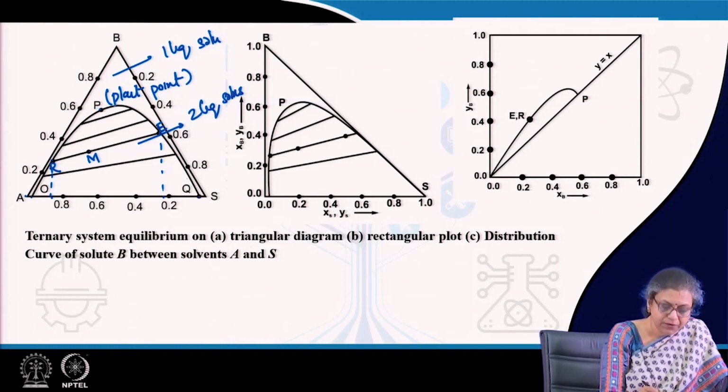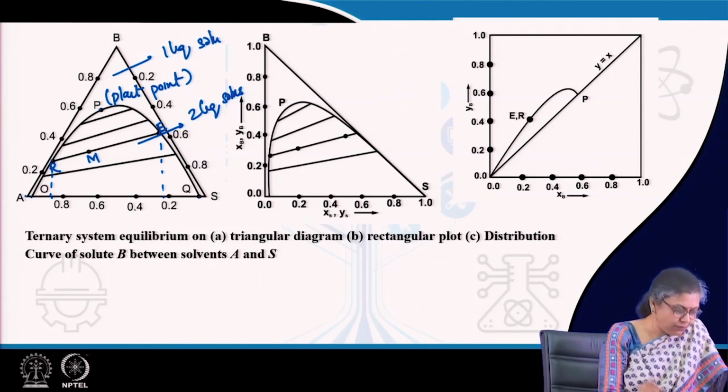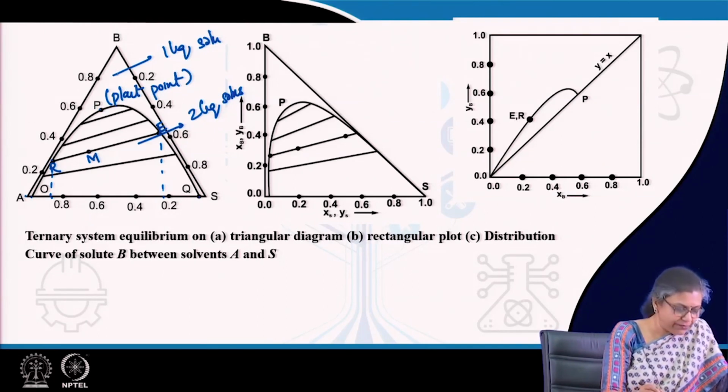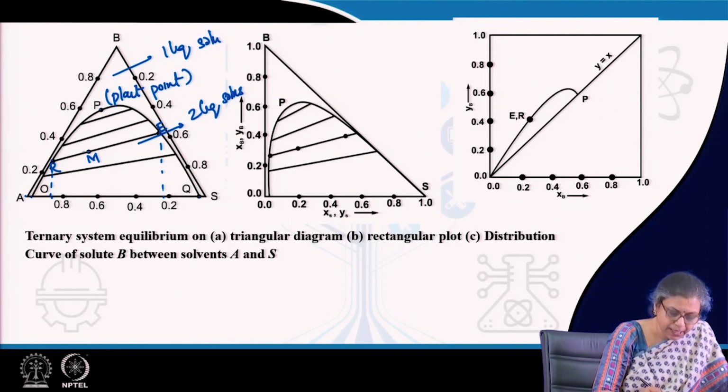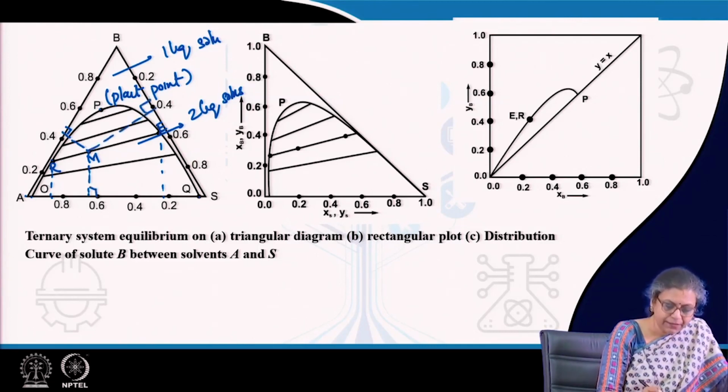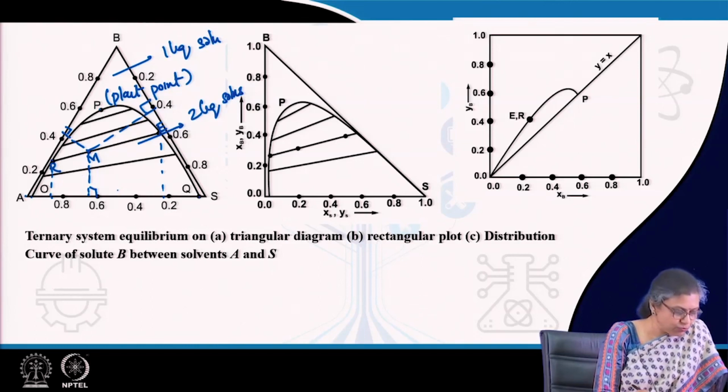Remember one thing: these two curves rarely meet symmetrically at the center. It is usually at one side, and this gives you the limit of immiscibility in this particular case. And since this is an equilateral triangle, we know that if from this particular point we drop perpendiculars to the three sides, then the sum of these perpendiculars is equal to the altitude.